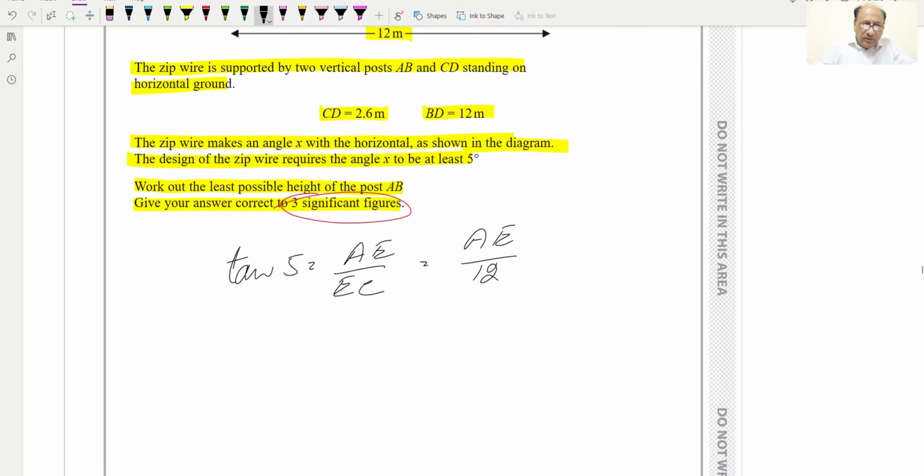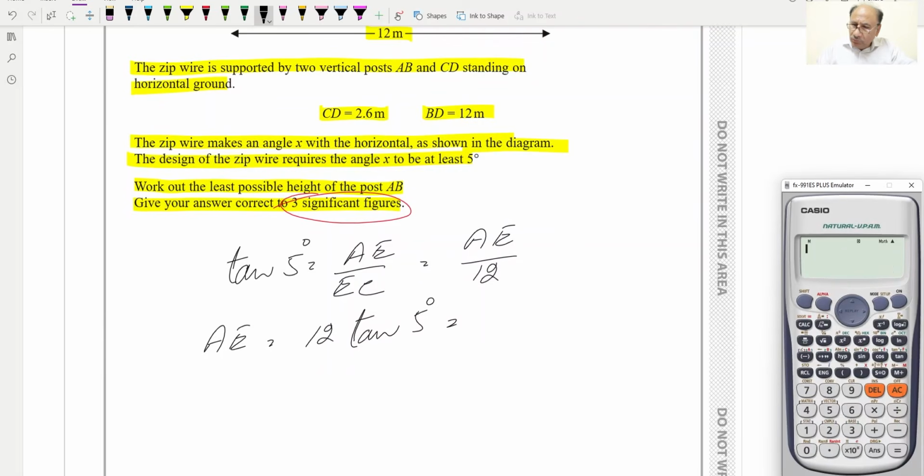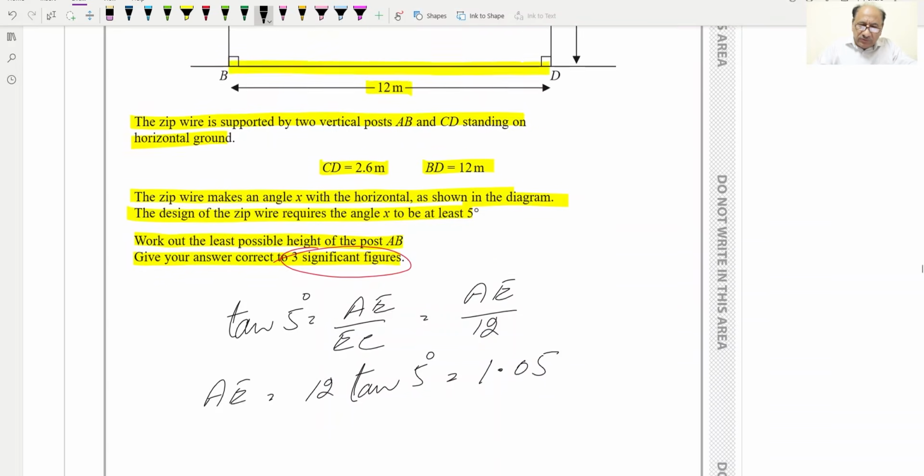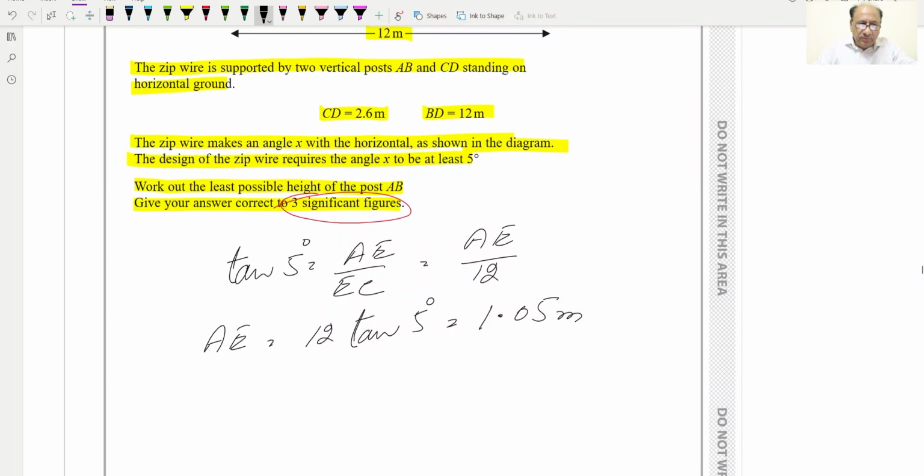And now we can find AE will be equal to 12 tan of 5 degrees. Your calculator should be in degree mode, and we will get 1.0498, or we can write 1.05 to 3 significant figures. This will be in meters. Yes, length is in meters.